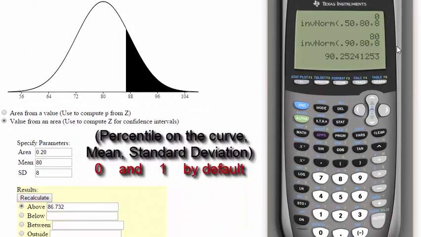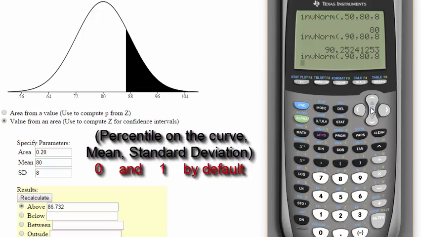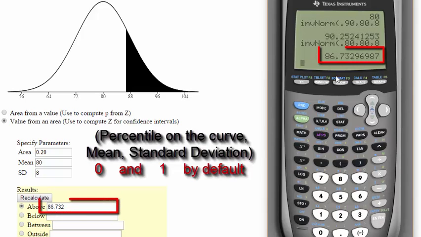Sometimes you might have to find the highest 20%. The highest 20% still needs to be entered in as a percentile and is actually the 80th percentile. Remember that your percentile is going from left to right, so the 80th percentile is also the highest 20%. When we do this, we get the same number, 86.73, that is displayed on the applet.